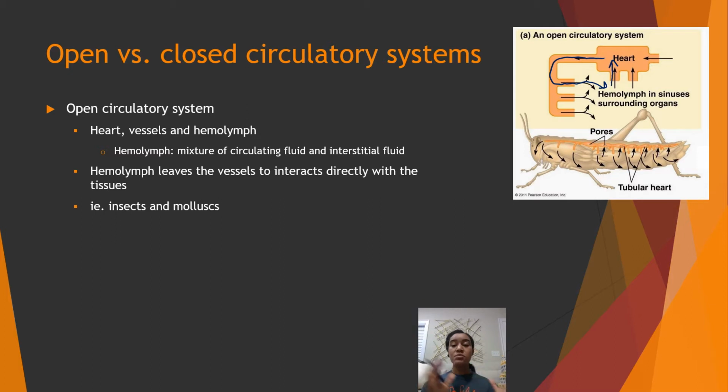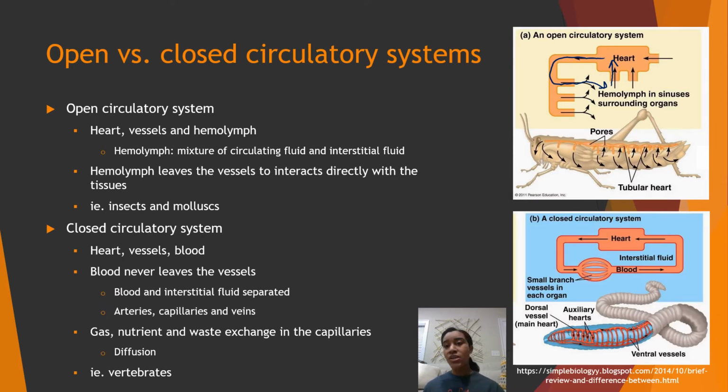This process is very common in more simple animals such as insects and mollusks, but it does not work so well for more complex or more active animals like humans. For humans and dolphins and octopi, we have a closed circulatory system.